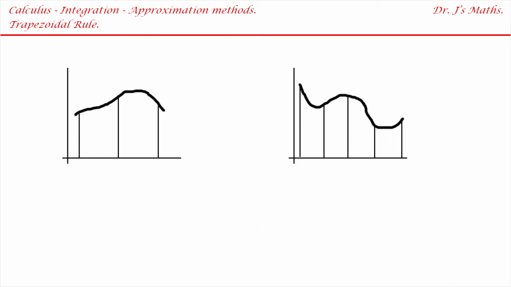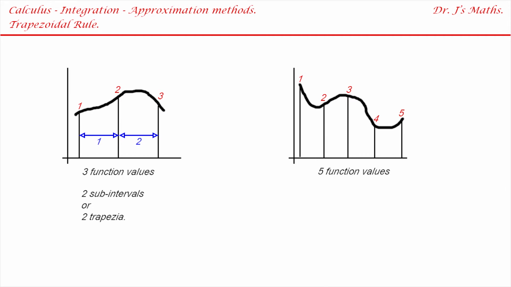So let's look at that again. Here's a couple of rough old curves I prepared earlier. If we have the left-hand curve, we notice we have 1, 2, 3 function values or vertical uprights, and we have 2 subintervals or 2 trapezia. In the right-hand curve, we have 1, 2, 3, 4, 5 vertical uprights, in other words, 5 function values. And then we look at the gaps between those function values and we have 4 subintervals or 4 trapezia.